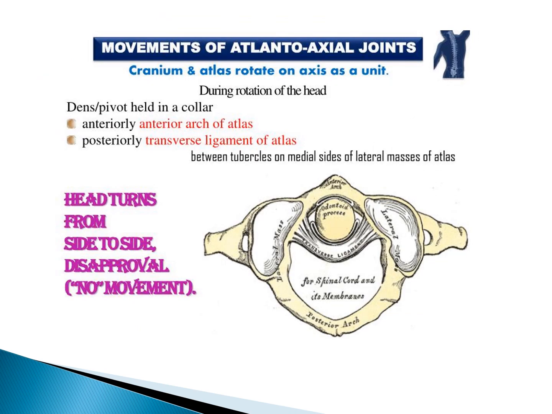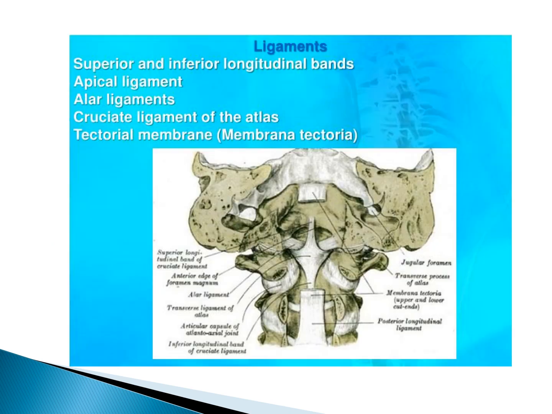The movements at atlantoaxial joints: the cranium and atlas rotate on the axis as a unit, and this movement is rotation of the head, mainly related to side to side movement, or the no movement. The important ligaments related to these craniovertebral joints are superior and inferior longitudinal bands, apical ligament, alar ligament, cruciate ligament of atlas, and membrana tectoria.